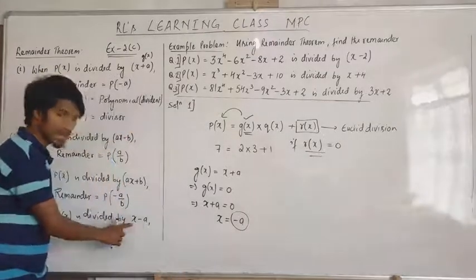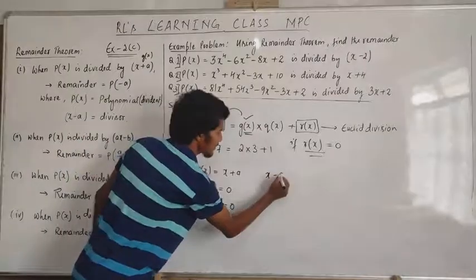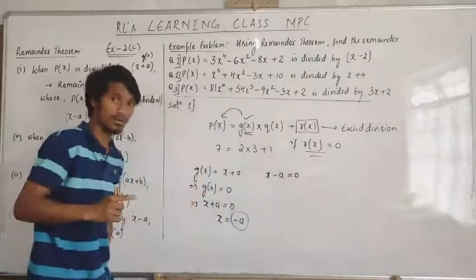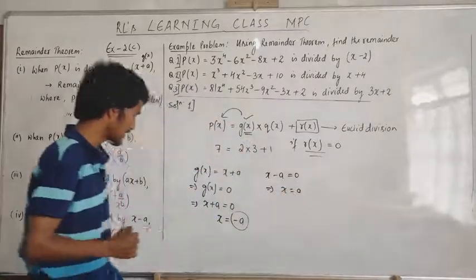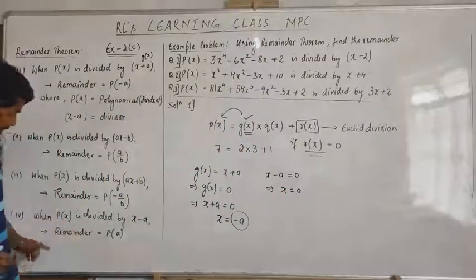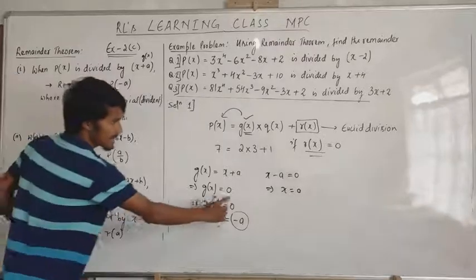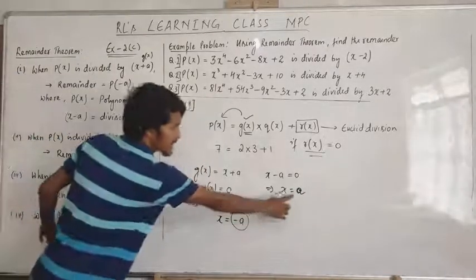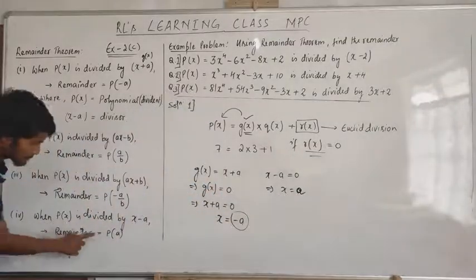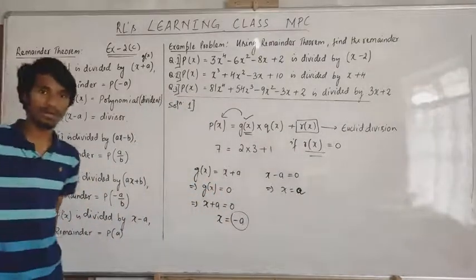In that case, here is x minus a. Then x minus a, we equate to 0. Then this minus will change sides to plus, and we get only a. Then in place of this x, we put a. So the remainder is equal to p of a.